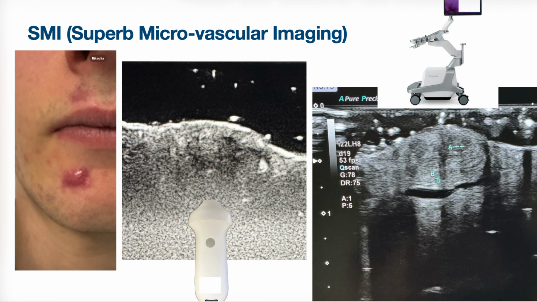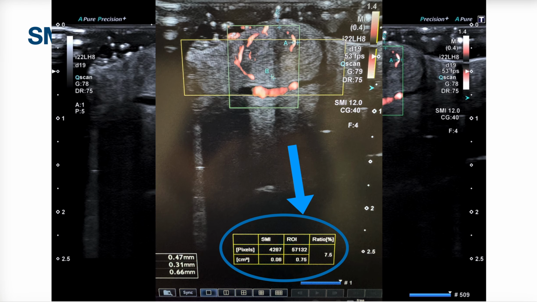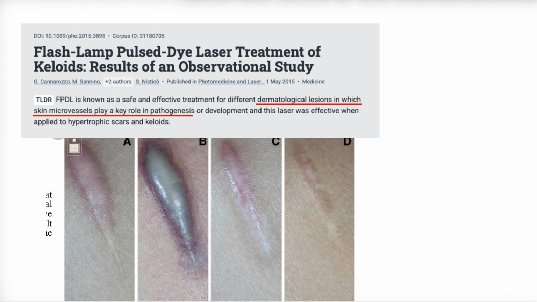Superb microvascular imaging allows us to evaluate the microvascular component within a keloid that cannot be detected with conventional Doppler, either pulsed or colored. It also allows pixel counting, providing absolute and percentage quantification of the vascular component. As we will see, this is a crucial piece of information because it represents the key factor in predicting the response to CO2 laser treatment.